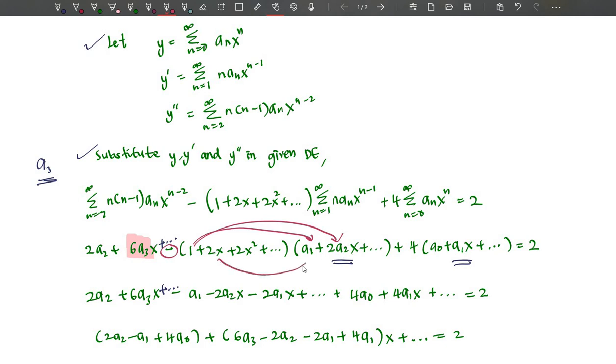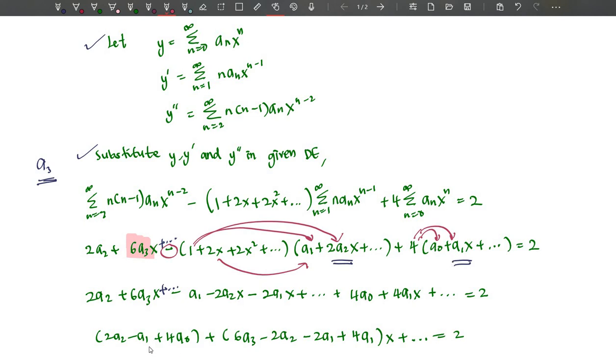Next, 2x times A1 will be minus 2A1x. And I didn't multiply 2x with 2A2x because it will be x squared. We don't want to compare any coefficient in front of x squared, so we just stop here. Plus until infinite. This one is compulsory because of the continuity. And then plus 4A0 plus 4A1x. Multiply the constant with the terms inside the bracket.